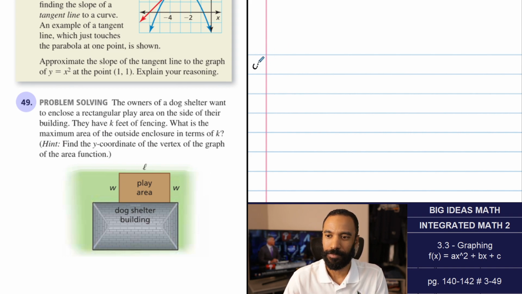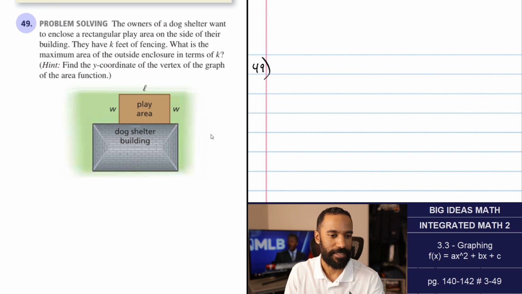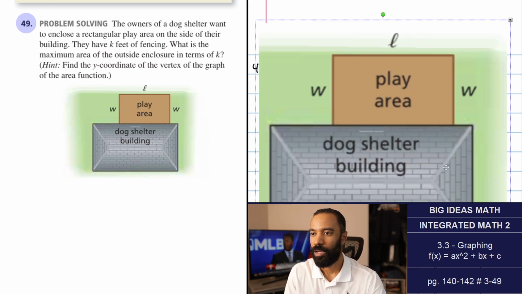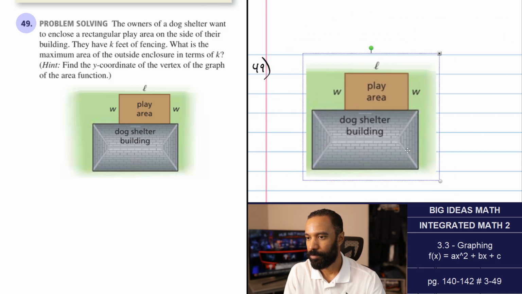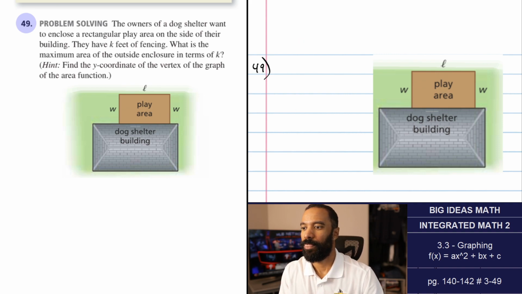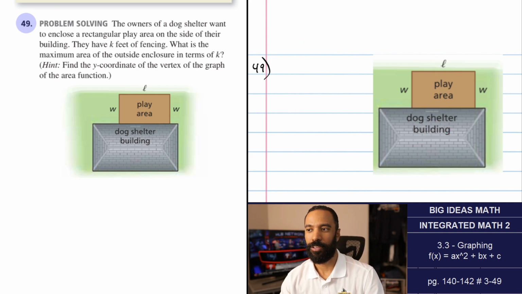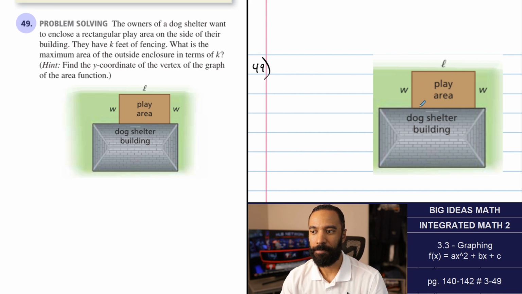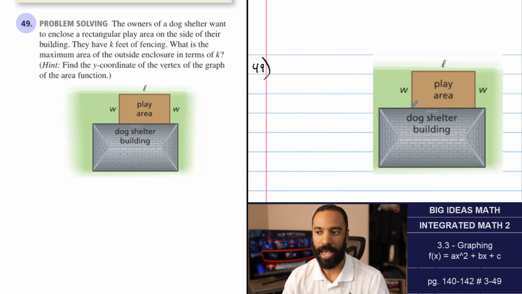Okay. I'm going to copy and paste that. Let's make sense of the problem. Okay. Here's what's up. The dog shelter building has very little to do with the problem except that it covers a whole side of this enclosure.